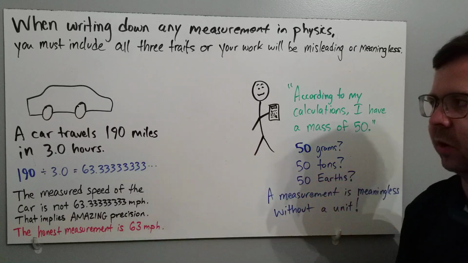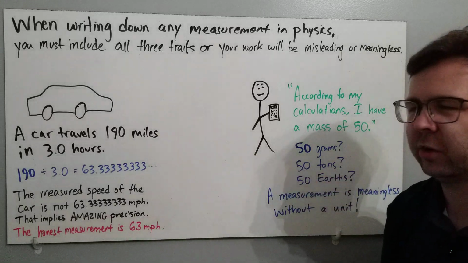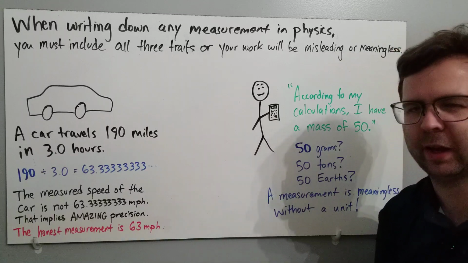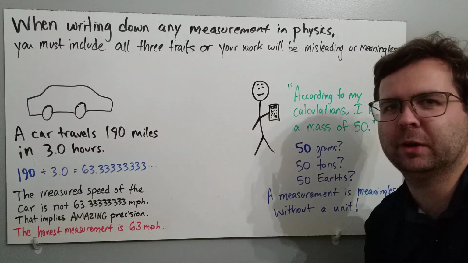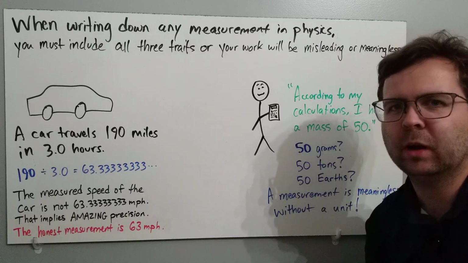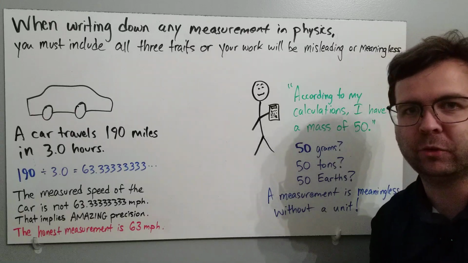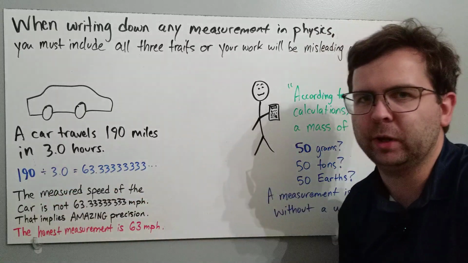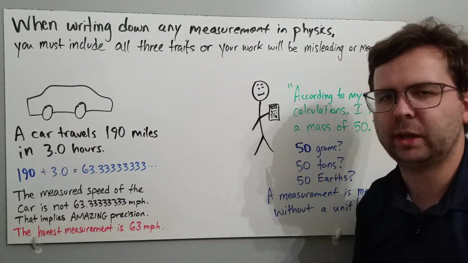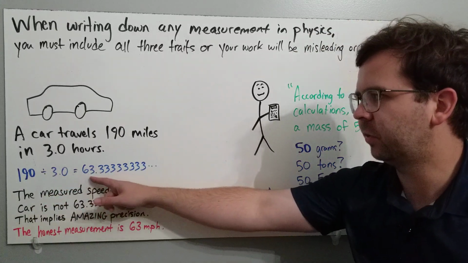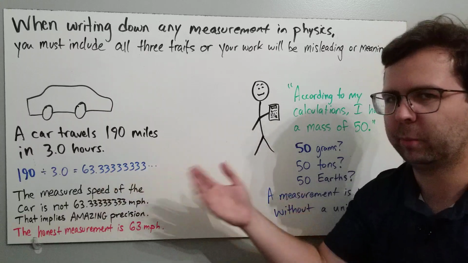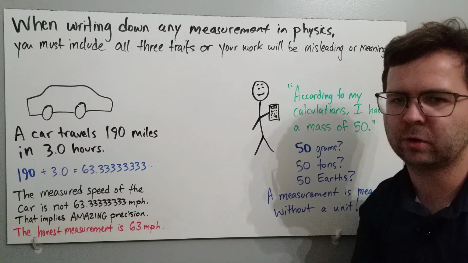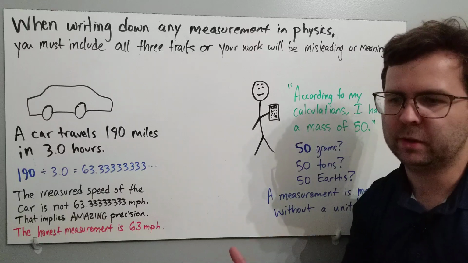So for this example over here, a car travels 190 miles in 3.0 hours. Okay, so if I ask you to find the average speed of that car over the 3 hours there, you might be able already to know what to do here. You just take the distance you traveled, 190, and you divide it by 3. So put that in a calculator, 190 divided by 3, you get this, 63.333333 repeating.